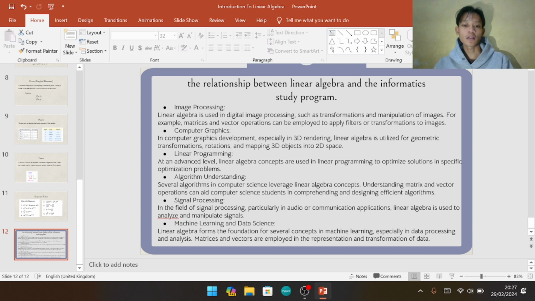Okay, last point is machine learning and data science. Linear algebra forms the foundation for several concepts in machine learning, expressed in data processing and analysis. Matrices and vectors are employed in the representation and transformation of data.